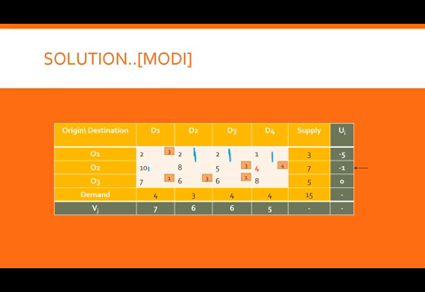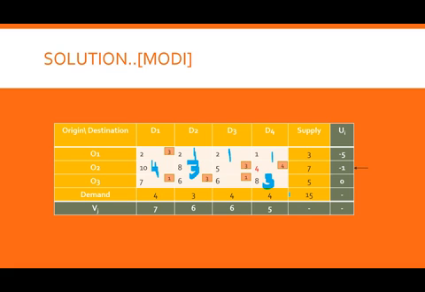Check here. 10 minus of minus 1 is 11. 11 minus 7 is 4. So I get a 4 here. Here 8 minus of minus 1 is 8 plus 1, 9. 9 minus 6 is a 3. So I get a 3 here. Coming to this point, 8 minus 0 is 8. 8 minus 5 is a 3.